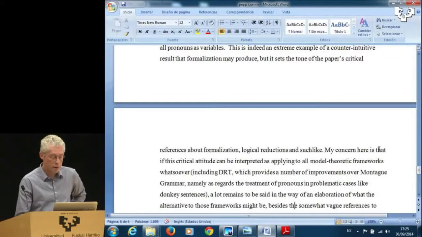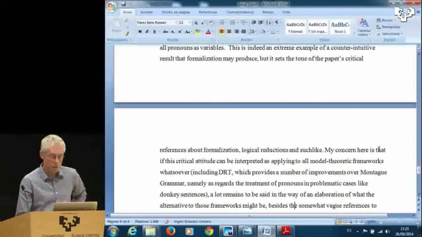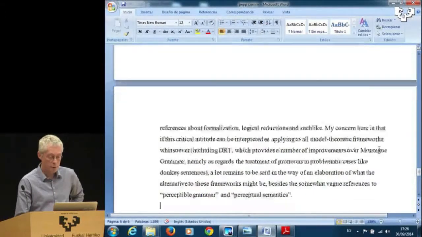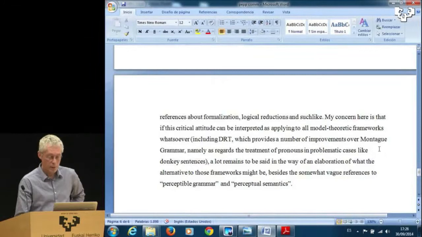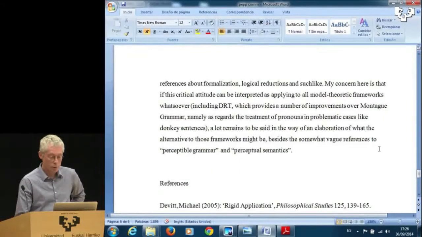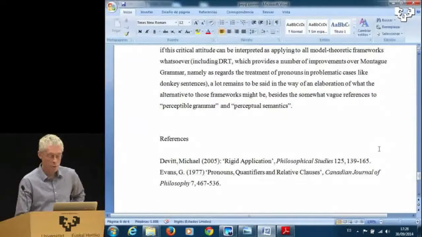My concern here is that if this critical attitude can be interpreted as applying to all model theoretic frameworks whatsoever, including DRT, which provides a number of improvements over Montague grammar, namely as regards the treatment of pronouns in problematic cases like donkey sentences. A lot remains to be said in the way of an elaboration of what the alternative to those frameworks might be, besides the somewhat vague references to perceptual grammar and perceptual semantics. Unquote.